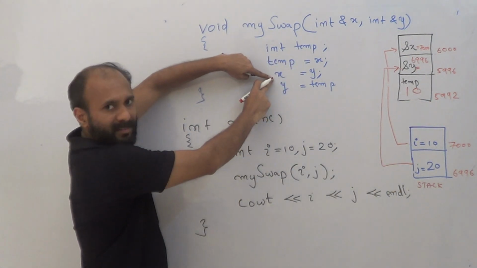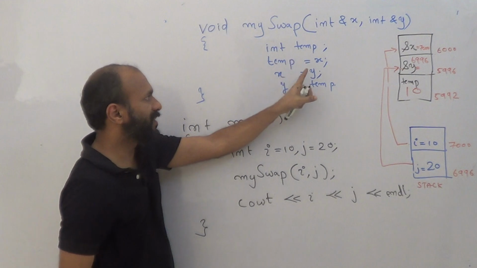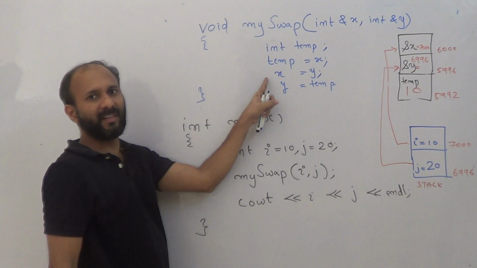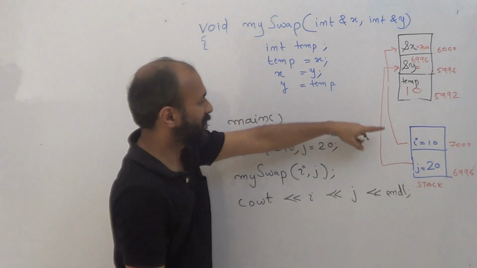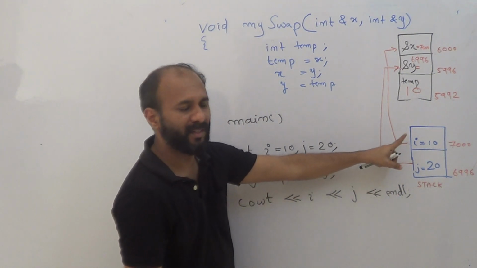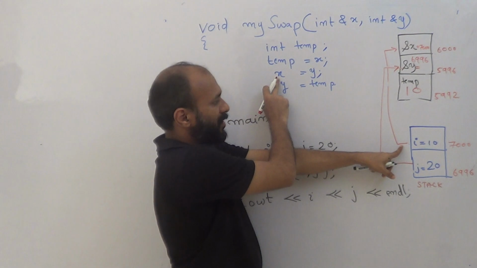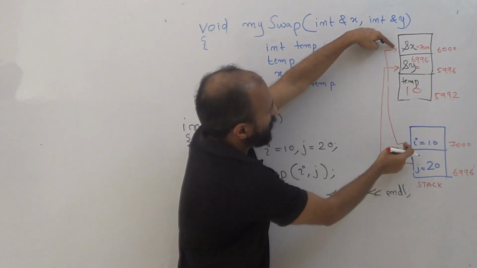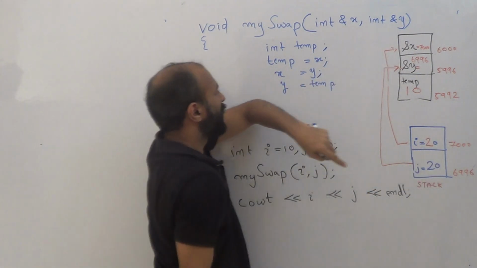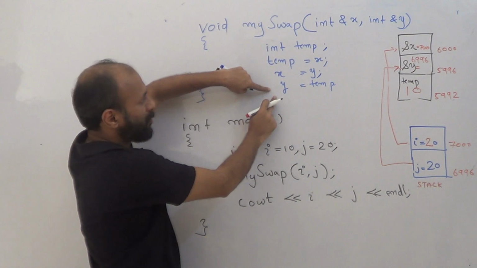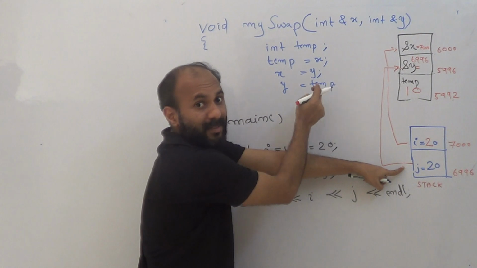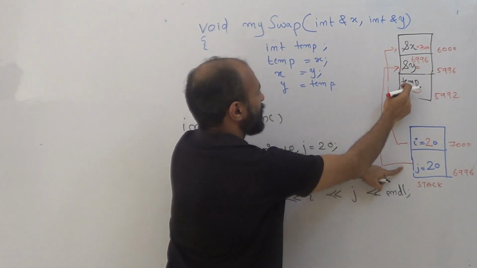Now here I am writing x which is equal to y. The compiler will dereference y, then it will copy that into the dereference of x. So it will dereference y. y is what? y is 20. This 20 is getting copied into where x is pointing. Where is x pointing? x is pointing to 7000. So this 20 is getting copied over here. Now y which is equal to temp. So y is referring to j. y is equal to temp. This temp is getting copied into y.